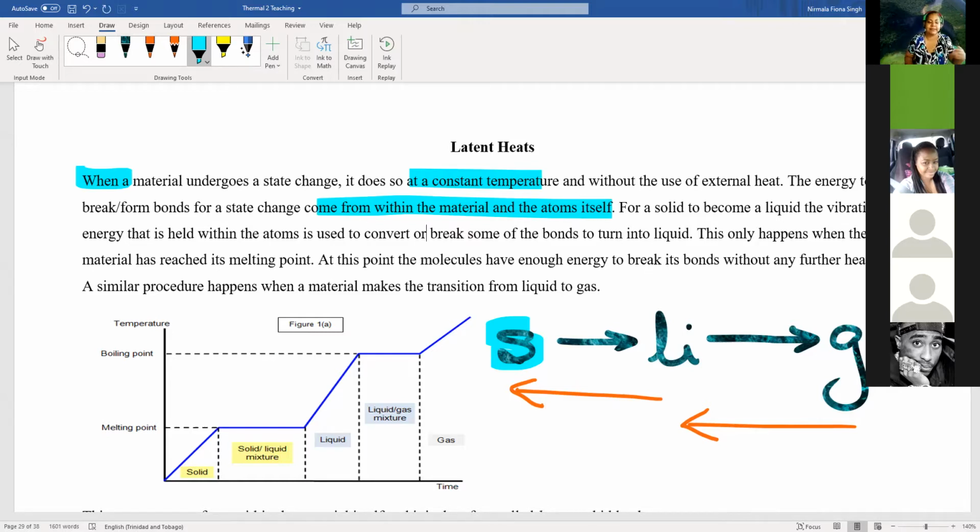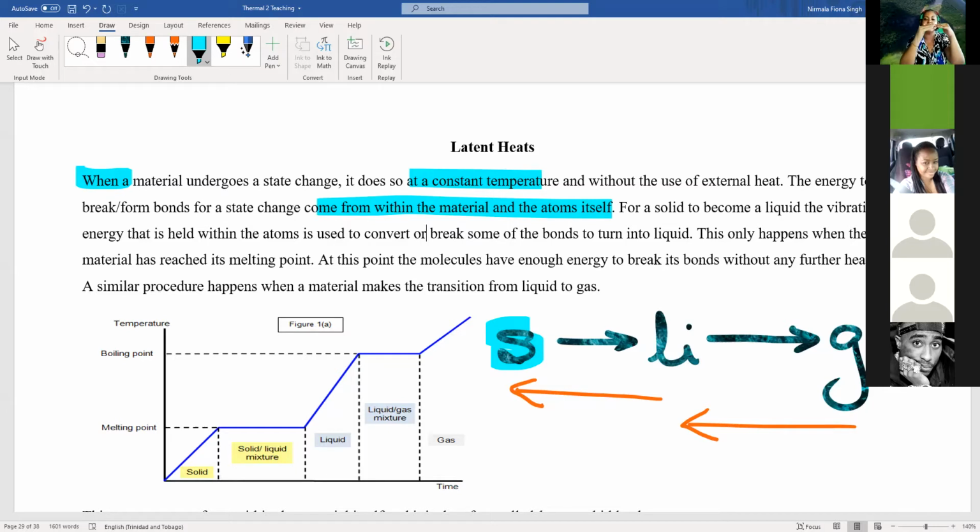Because remember, let's think about solid to liquid water. We went into why water gets larger when it freezes, because we took our little bendy water bonds and turned them into straight solid bonds.